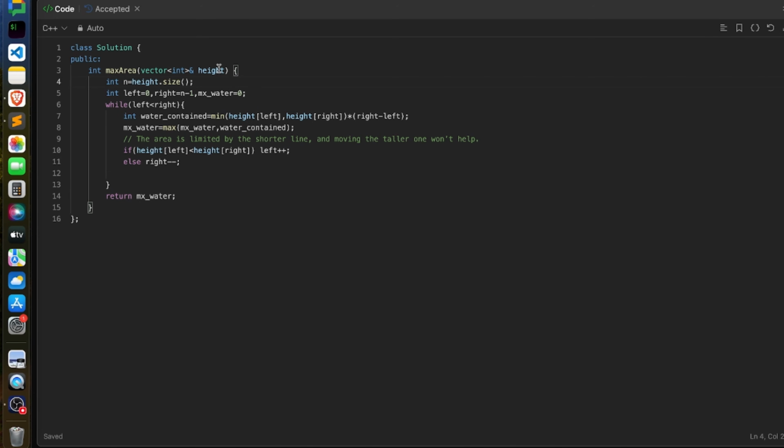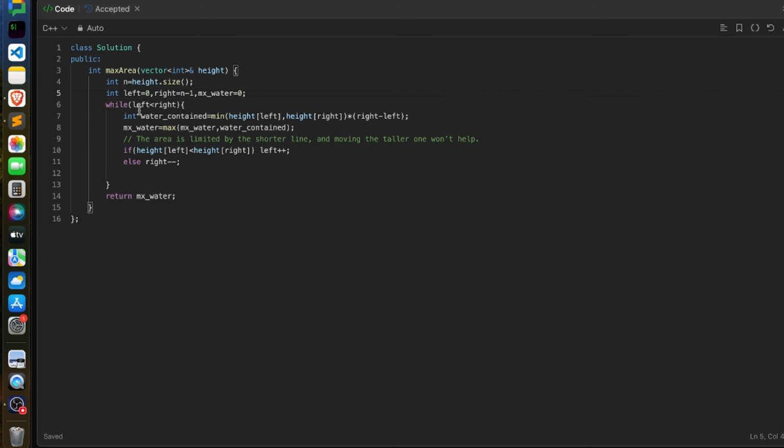Here is the code. So we are given the height array. First we will fetch how many heights are there, right? And then as discussed in the explanation, we will start with the two pointer approach. In two pointers we have the left pointer and the right pointer. Initially the left pointer would start from 0 and the right pointer would start from n minus 1, right? The first and the last index. And this is the maximum water that could be contained in any of the two heights, right?